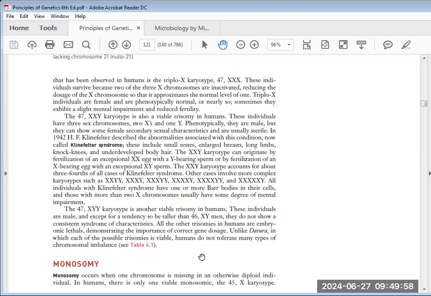If you have any question about the trisomy type of aneuploidy, you can ask. Do you have any question?